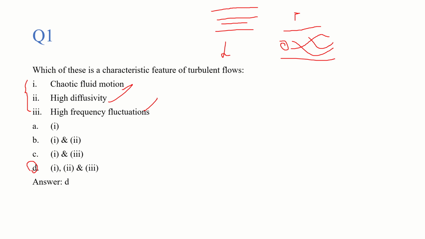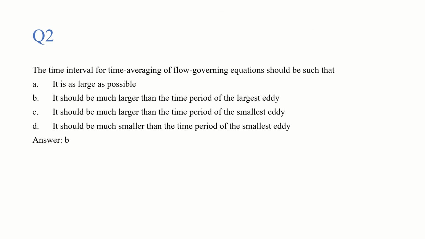I hope this is clear. Now we'll move on to question 2. The time interval for time averaging of flow governing equations should be such that: it is as large as possible; it should be much larger than the time period of the largest eddy; it should be much larger than the time period of the smallest eddy; it should be much smaller than the time period of the smallest eddy. So the answer to this problem is option B.